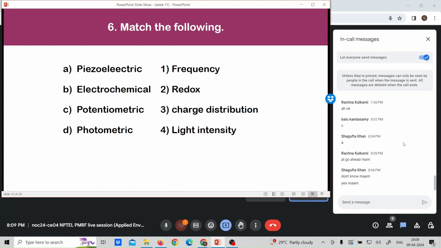Similar kind of a question, very easy question. I think we should go about this faster. I'll just give a couple of minutes to get the answer for this.